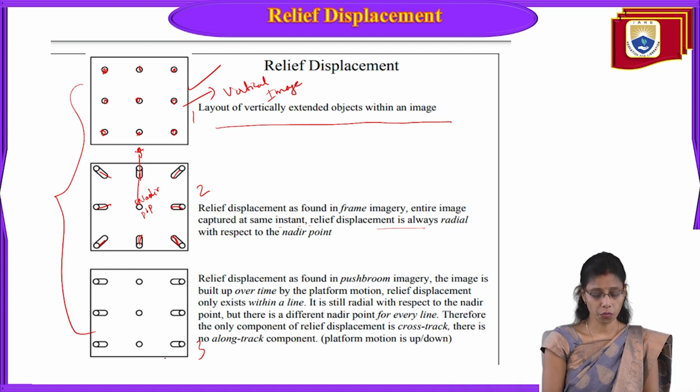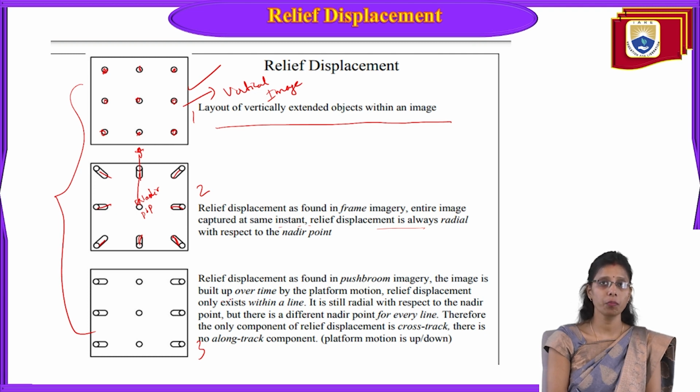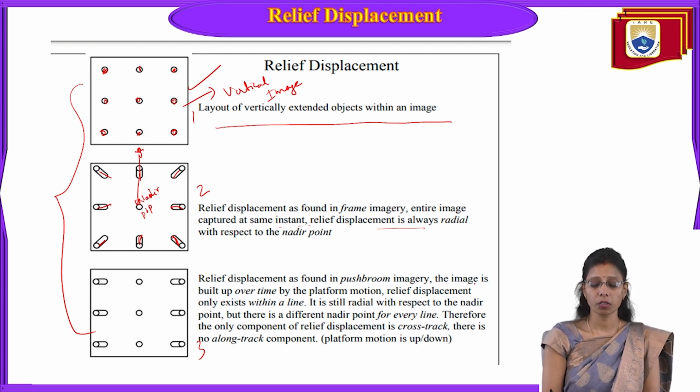Now this is photo number 3: relief displacement as found in push broom imagery. Push broom is a sensor from which we get this kind of imagery. The image is built up over time by the platform motion. Relief displacement only exists along a line. It is still radial with respect to the nadir point, but there is a different nadir point for every line. Therefore the only component of relief displacement is cross track; there are no along track components.